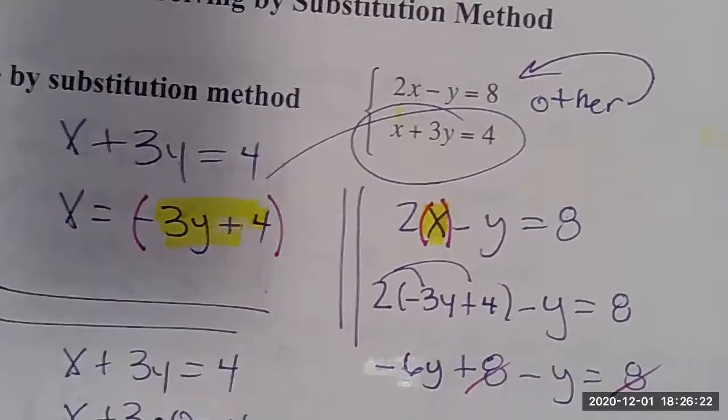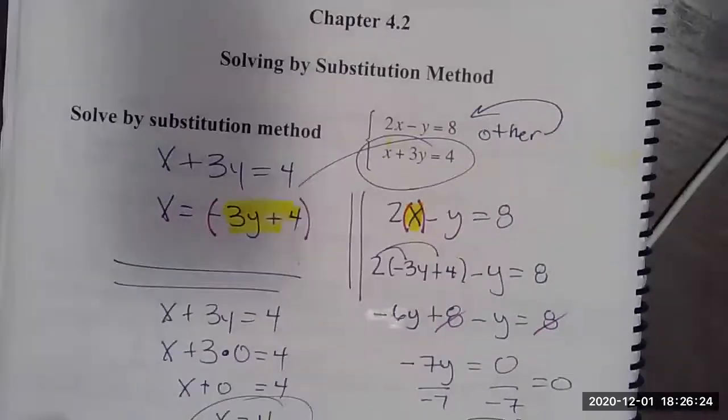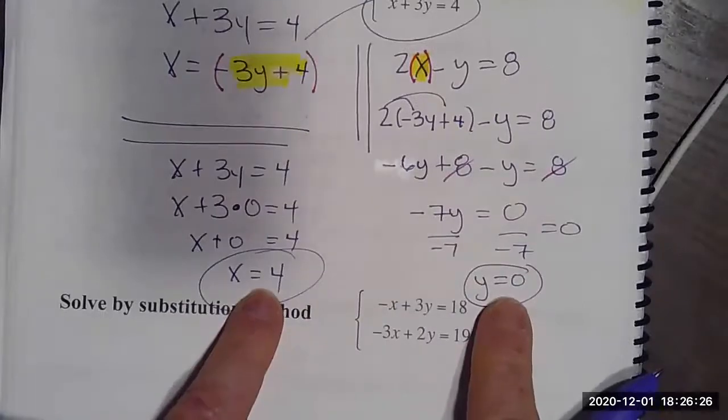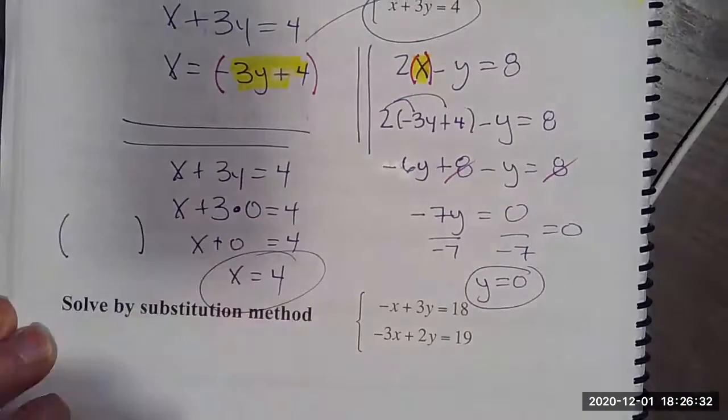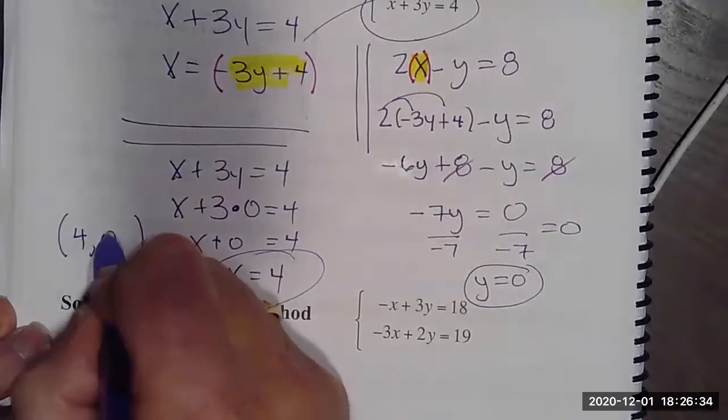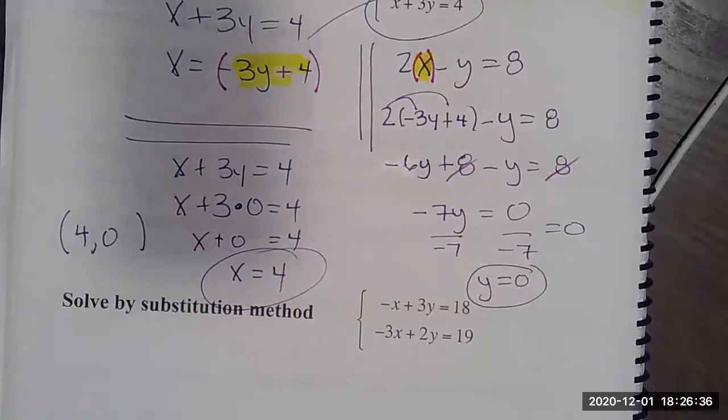So the answer, you could leave it as x equals and y equals. I'm okay with that. The author might write it as an ordered pair. So you got 4 comma 0, the answer like that. Check in the back of the book and be prepared for either way for your exam.